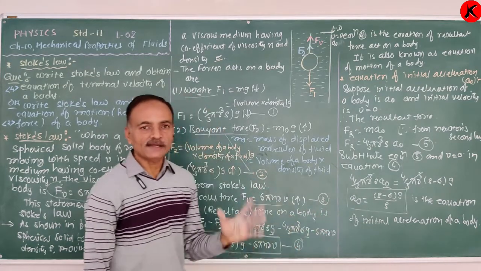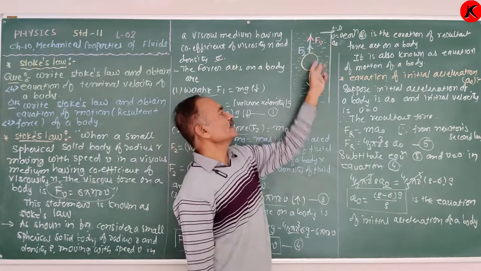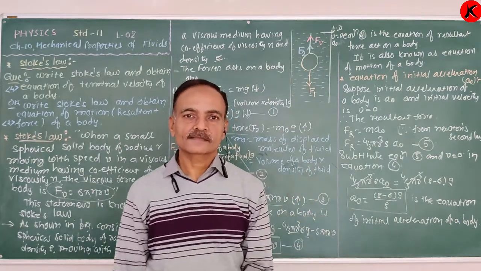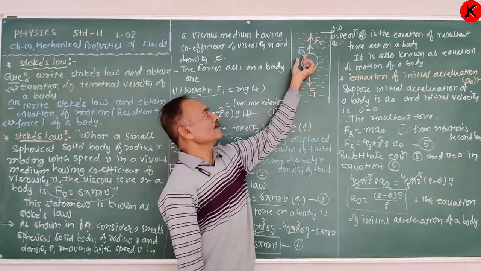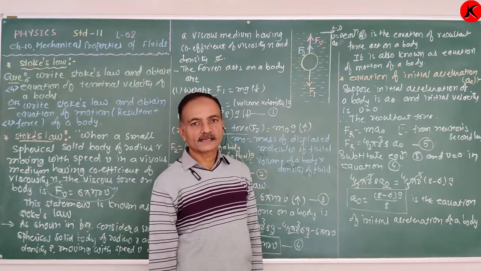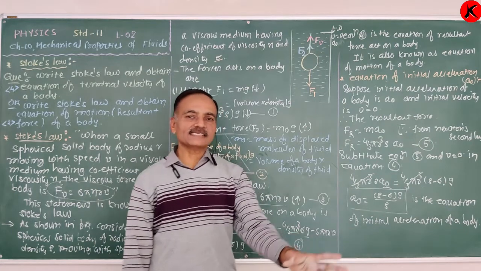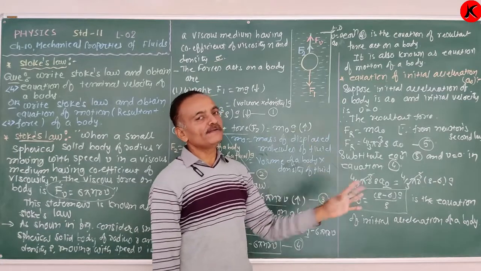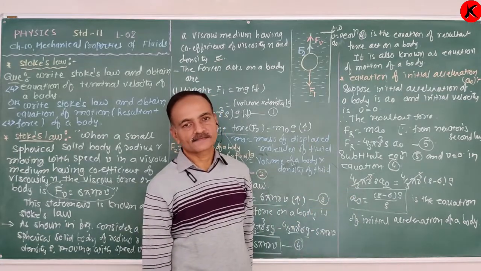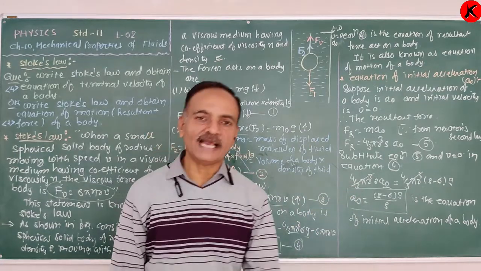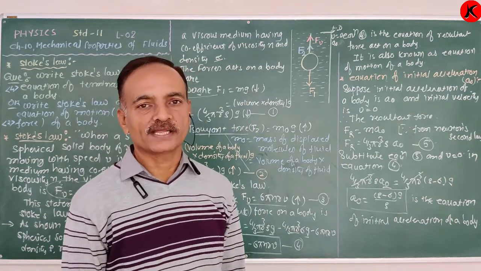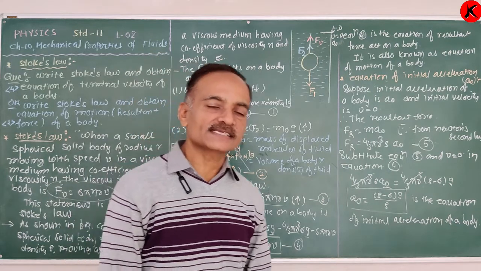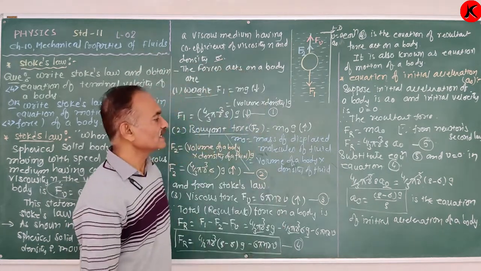Now, at one instant of time, the downward force and upward force become the same, that means F1 is equal to F2 plus F of v. At that time, the acceleration of the body is 0. It means the body moves in the fluid with a constant velocity, and this velocity is known as the terminal velocity of the body. Clear?